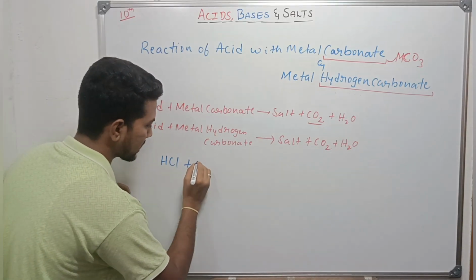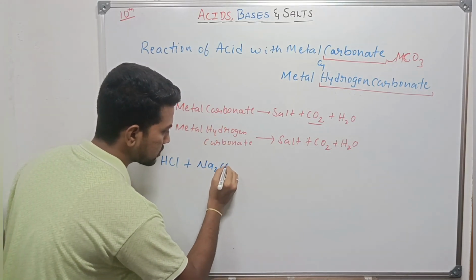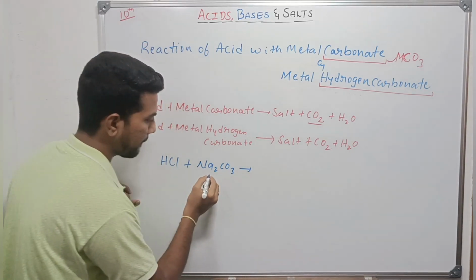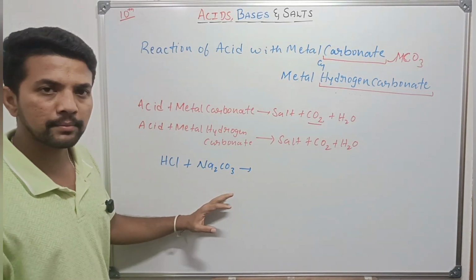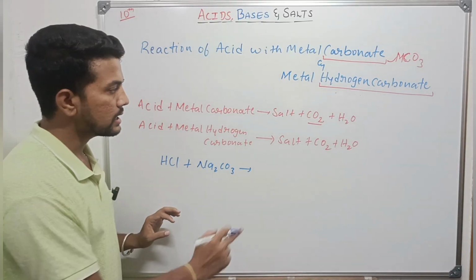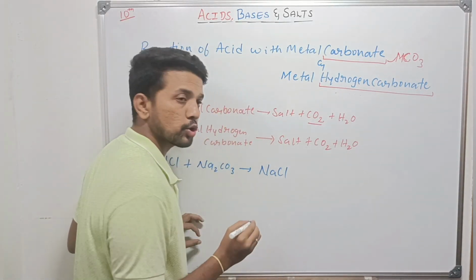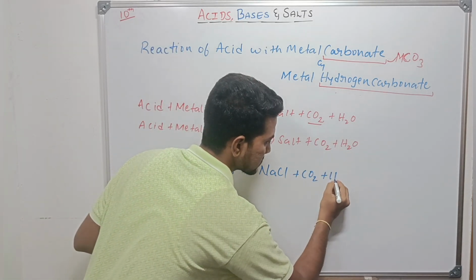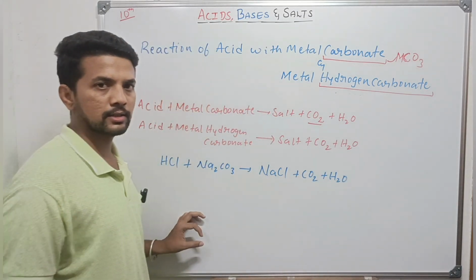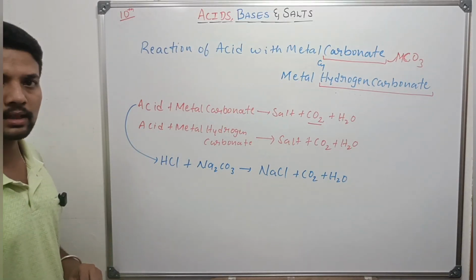Hydrochloric acid reacts with metal carbonate. Example is Na2CO3, metal carbonate, sodium carbonate. So whenever sodium carbonate reacts with hydrochloric acid, there is a formation of salt, that is NaCl, sodium chloride, along with the evolution of carbon dioxide gas and water molecules. This is an example for reaction of acids with metal carbonate.